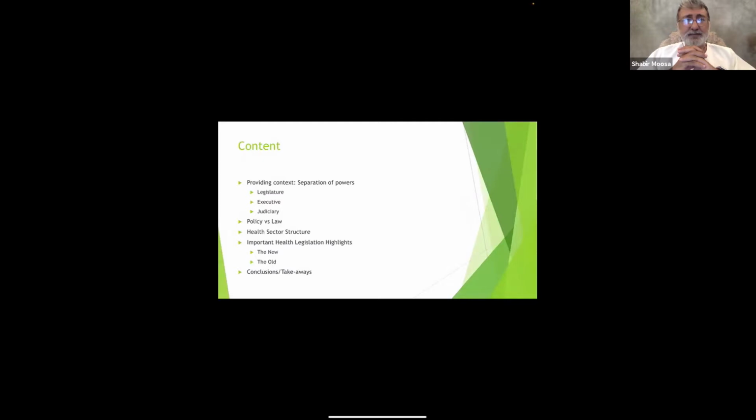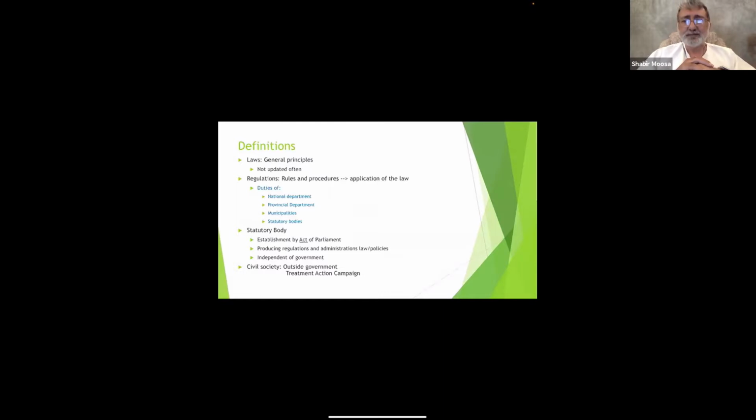We'll look at some definitions, and then an important topic to begin with, the separation of powers, as it forms part of the foundation. And then lastly, we'll look at some important health legislation, those that have recently come in and are still becoming law, and those older legislations, as well as some takeaway messages and some vignettes, which are important just to highlight the importance of this lecture.